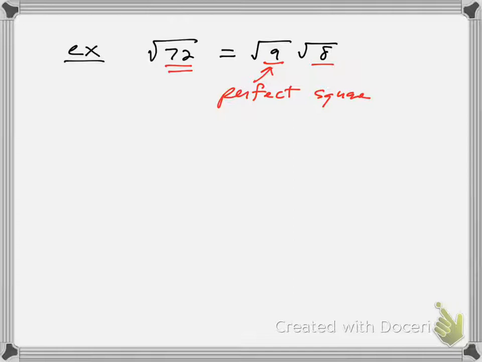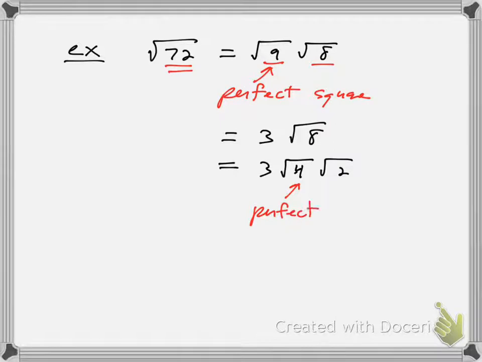Because now I can take the square root of 9. So the square root of 9 would be 3. Then I'm left with the square root of 8. But if you notice, I'm not done with the square root of 8, because the square root of 8 could be broken up as the square root of 4 times the square root of 2. Again, I'm looking for a perfect square factor so that I can simplify it further. So now this is 3 times the square root of 4, which is 2.